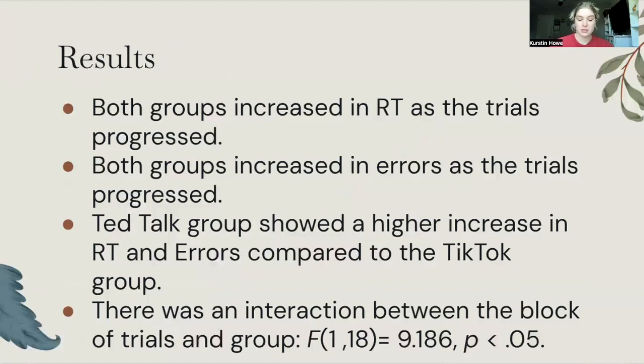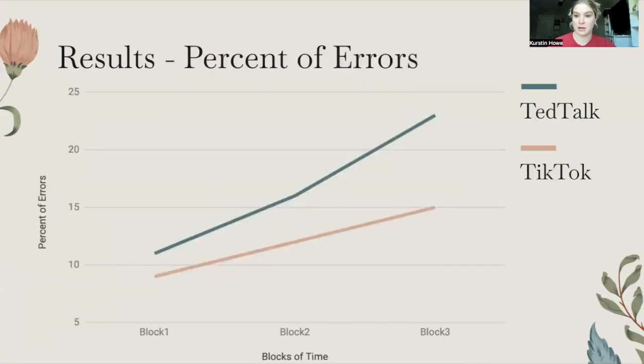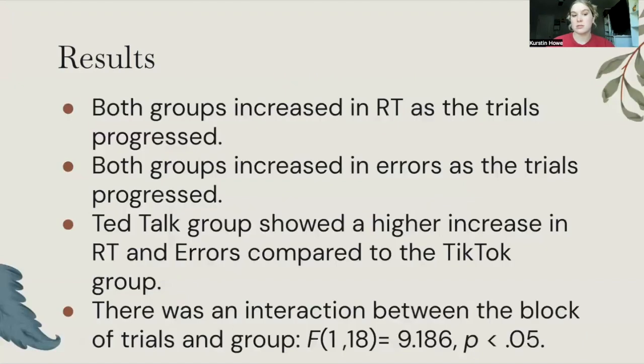So there was a statistical significance in the blocks of time of the errors and their reaction time in the TED video participants. So as you can see in this graph, the difference between block 1 and block 2, block 1 and 3, and block 2 and 3 for TED Talk was found to be statistically significant, as well as the percent of errors. There was no statistical significance between the two video types, nor was there a statistical significance between the different blocks of the TikTok viewers.